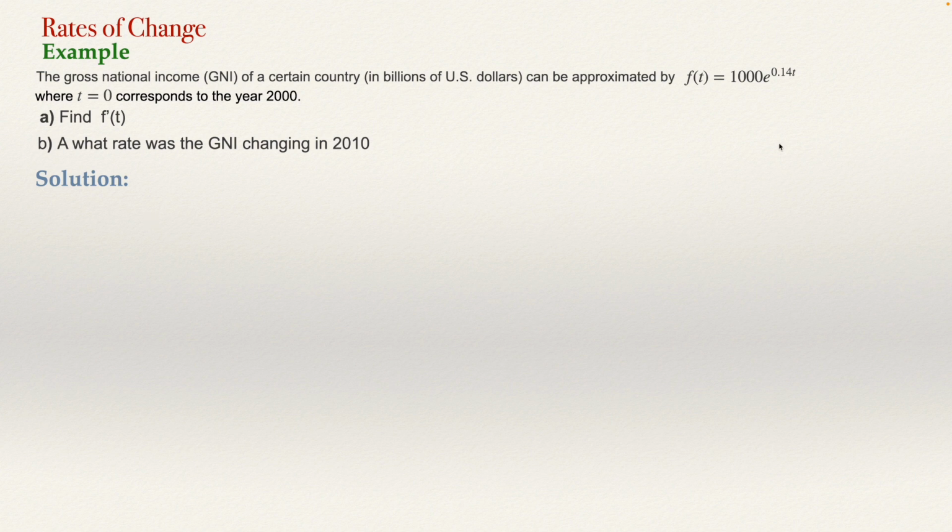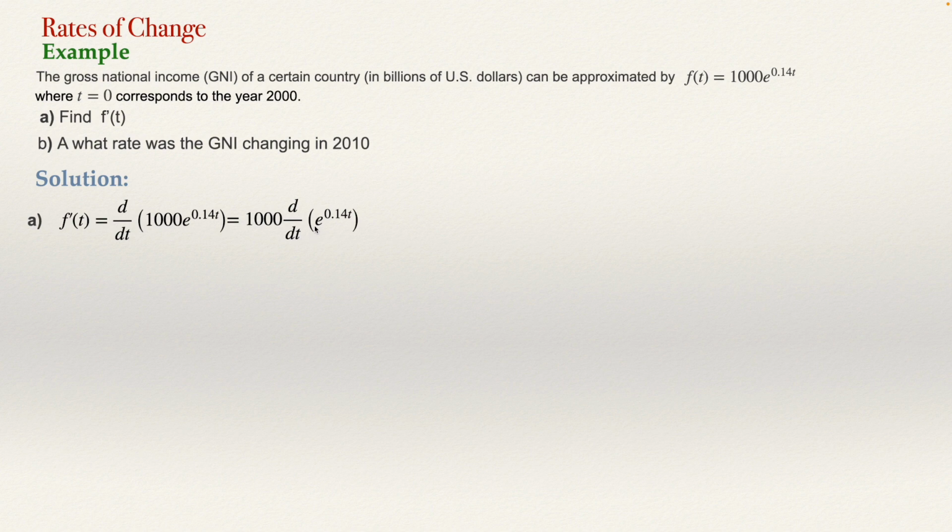Obviously, the rate of change is the derivative with respect to the independent variable. In this case, the rate of change of the GNI will be the derivative with respect to t. So I'm going to compute, for solving problem A, the derivative with respect to t. So it will be the derivative of 1000 e to the power 0.14t. This is the derivative of a constant multiplying a function. So that will be the constant 1000 multiplied by the derivative of the function. This is one rule of the derivative. So it will be 1000 multiplied by the derivative of this.